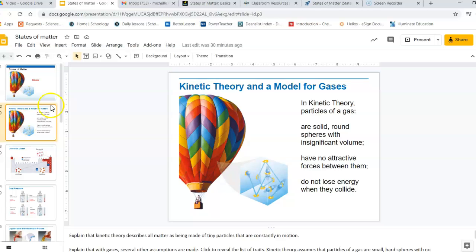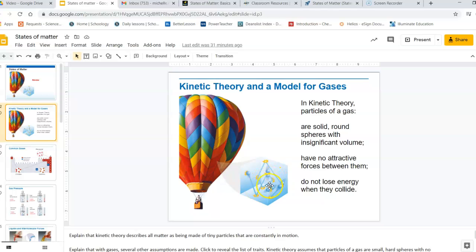The kinetic molecular theory says that we consider gases as having very small volume, meaning each individual particle has a very small volume. We're not talking about the volume of the gas overall. Obviously, it takes up a huge volume. But we're talking about individual spheres. You can think of it that way.